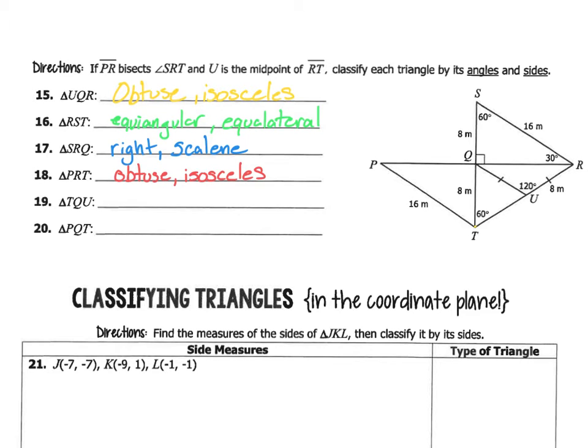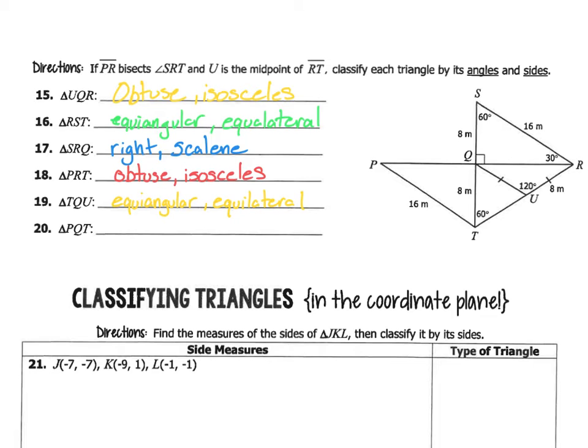TQU. Good. Because this says this is 8, you know that this side is congruent to this side that's 8. And then this would also be 8. And if this is 60, because that's 120, this one would be 60 as well. So that's how you can tell that that one is equilateral.